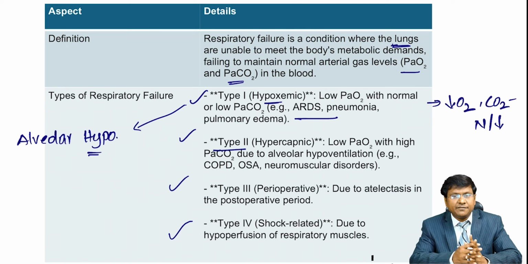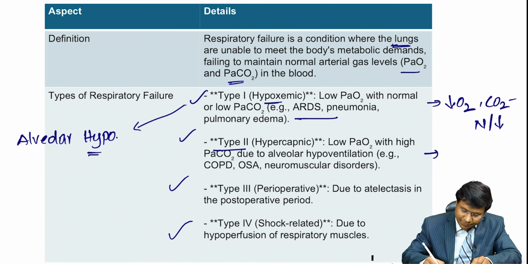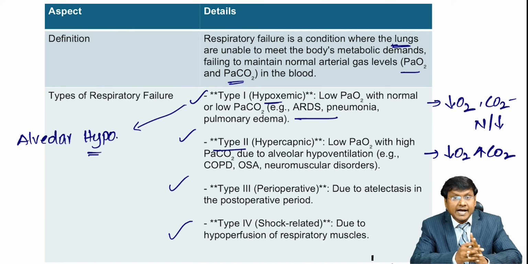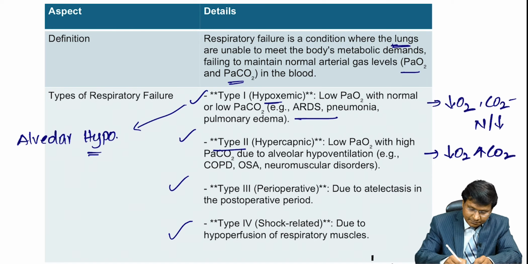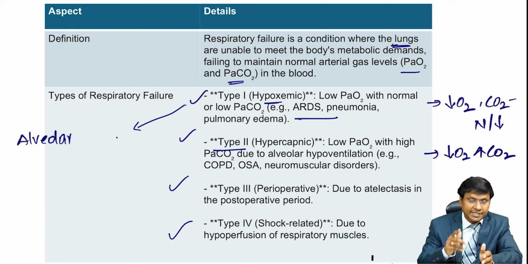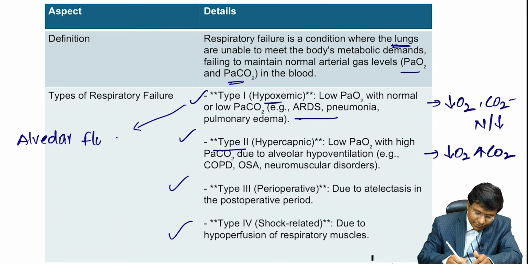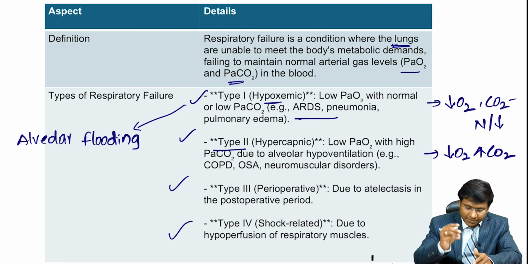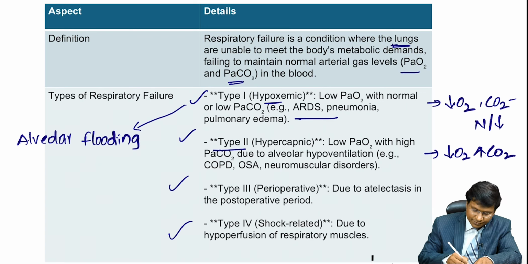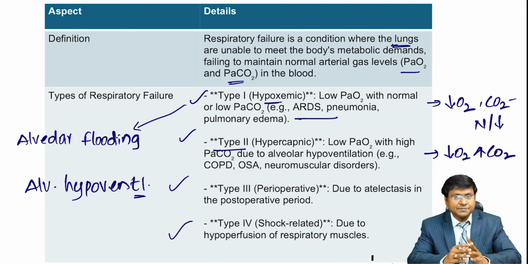Whereas type 2 respiratory failure is hypercapnic respiratory failure, where in type 2 there will be hypoxia and there will be hypercapnia, right? And a small correction here. Type 1 respiratory failure is mainly due to alveolar flooding. I'm very sorry for this. Whereas if you take type 2 respiratory failure, this is due to alveolar hypoventilation. And in type 2 respiratory failure, you will have hypoxia as well as hypercapnia.